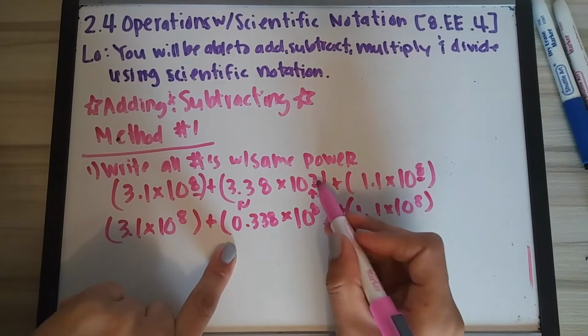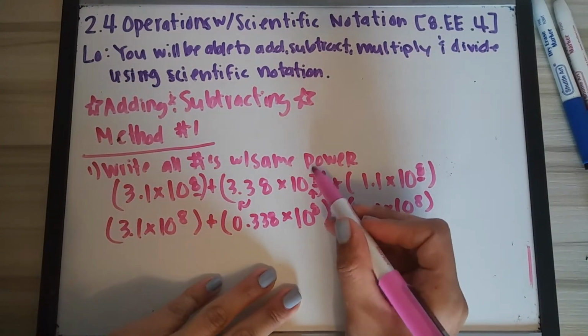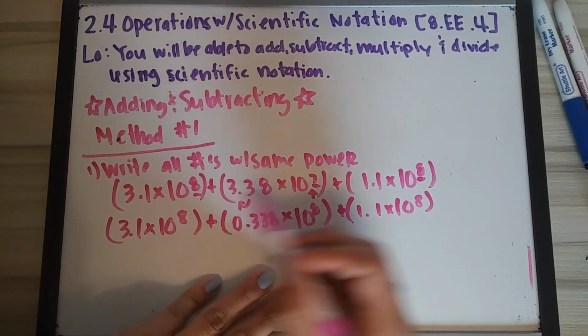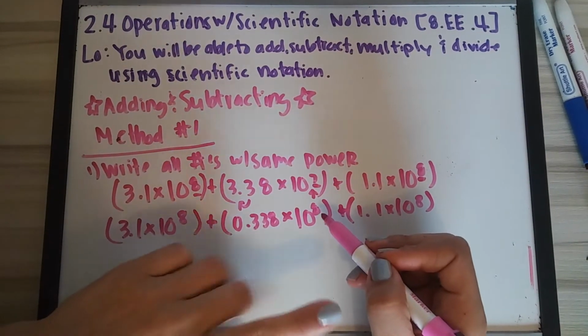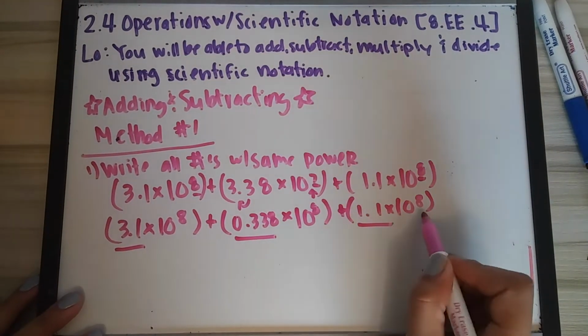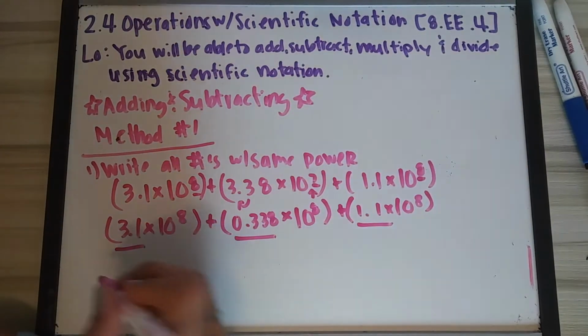The hardest part is this right here, when you have to change it to the same power. Just remember that if you're bringing your power up, you have to move your decimal that many places to the left. If you're bringing it down, you have to move it to the right. So you're balancing that. Now I can add all of those together, and I'm going to keep the same power. So then I'm going to add the multipliers. So that's my second step.